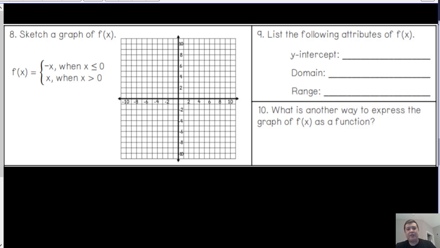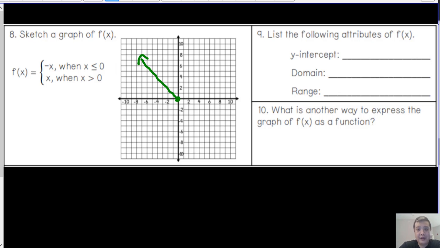Here it says sketch a graph of f of x. So here we have -x when less than or equal to 0. So let's plug in 0, because that's our last one here, and it's going to get us 0 right here. And then we have a negative slope of -1. So if we go backwards, it's going to look like this.